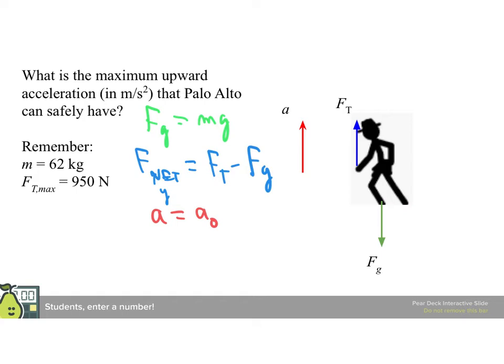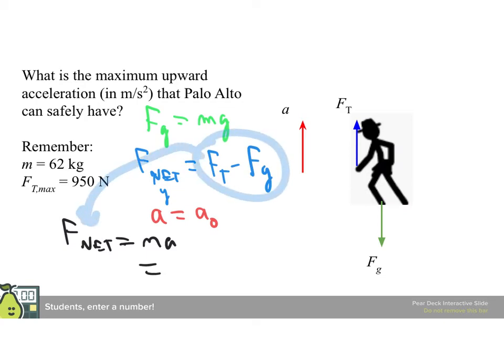Now remember that step 6 is that F net equals ma. And I'm going to take the stuff from here and substitute for F net, which gives me Ft minus Fg. And I'm going to take the stuff from here and substitute for A. And what I'm looking for is A0. So let's get ourselves some more working space.